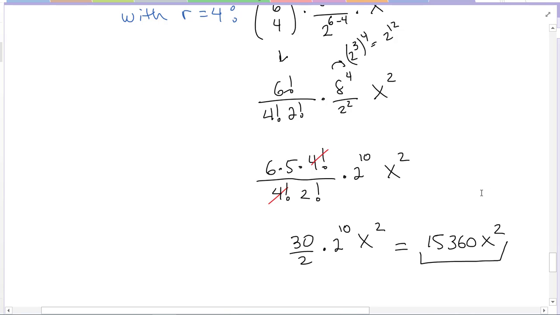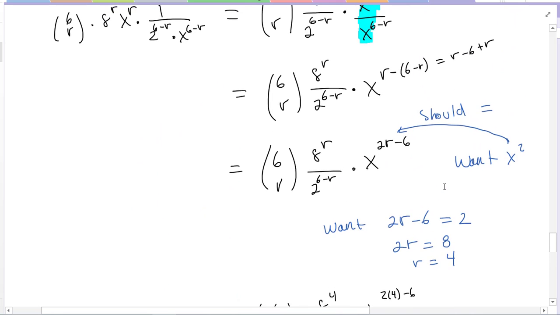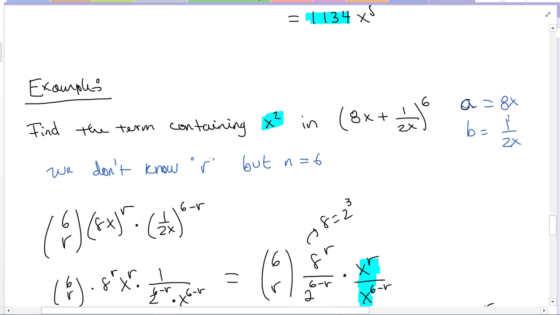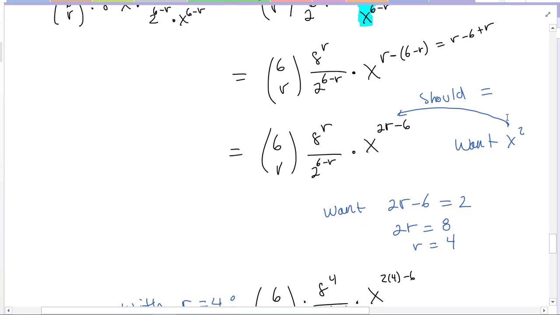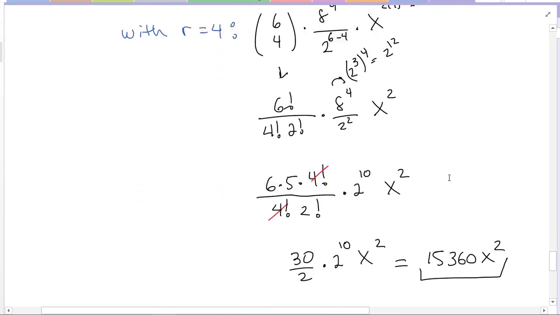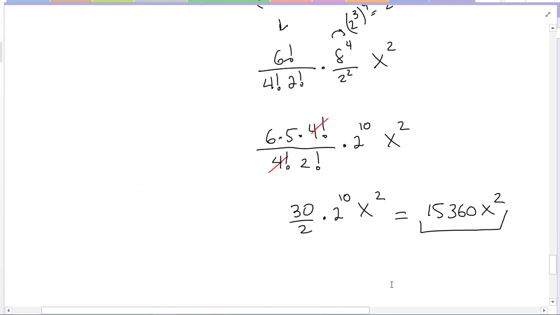And so we had to do it this way because our A and our B both included an x. So I can't just say, oh, the one that gives me x squared, I can't just say that r is equal to 2, because my terms, my A and my B, both have an x and they're canceling off. And by doing it this way, we actually found that r is equal to 4. And that gives us the term that we were after.